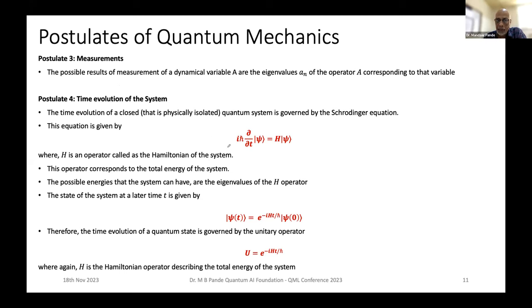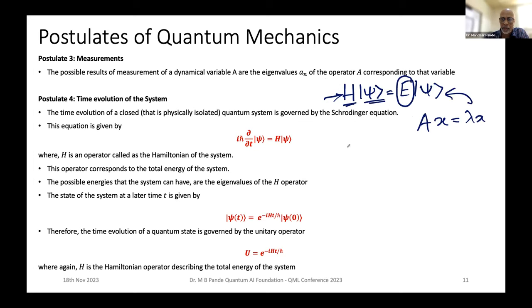And the fourth postulate is the time evolution of a system. When you talk about a time independent quantum system, then you talk in terms of H psi equal to E psi. This is essentially an eigenvalue equation where H is the Hamiltonian. It's also the total energy of the system. And as I told you, it's an operator. And this is the eigenvalues, or the energy states, of that particular operator. So if you look at any normal eigenvalue equation, for example, A x equals lambda x, this particular equation essentially maps to that. This is essentially a vector, and this again is a vector. So that mapping happens naturally.